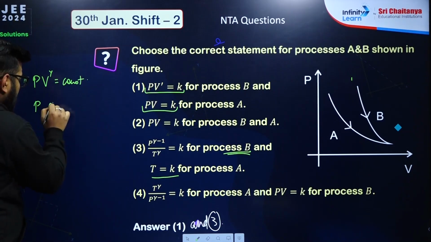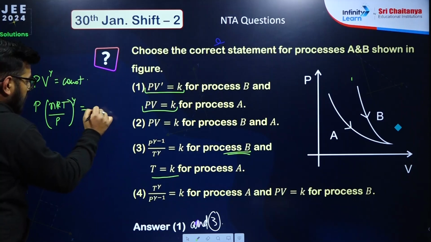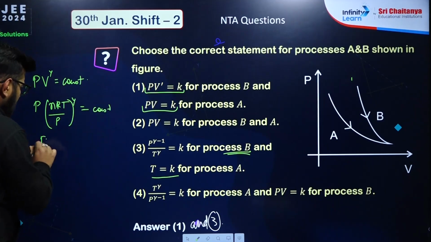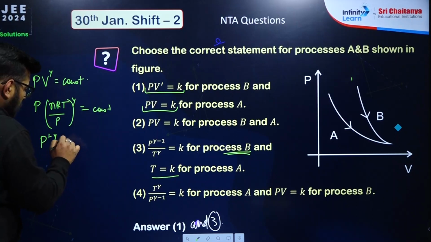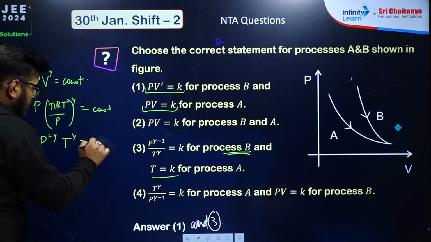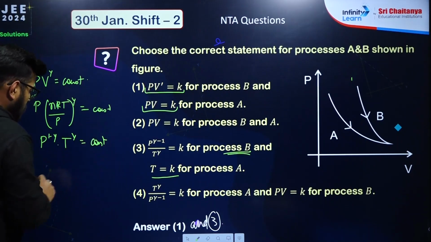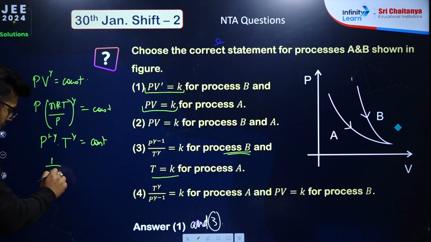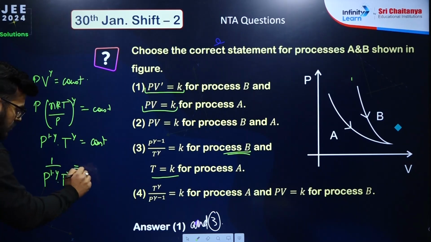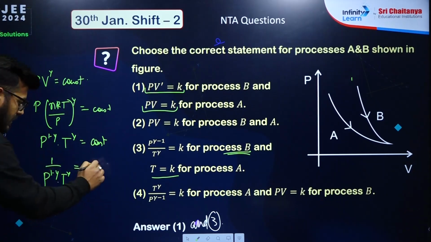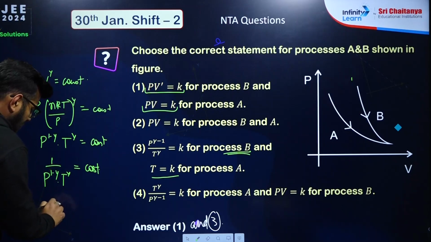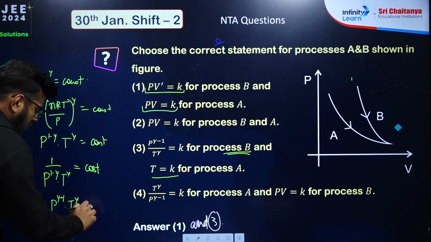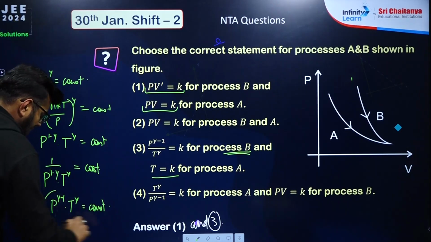Just writing V as nRT upon P, raised to the power gamma is constant. What you can simply write down, P raised to the power 1 minus gamma into T raised to the power gamma is constant, right? Take this over here and take this over here. So 1 upon P raised to the power 1 minus gamma into T raised to the power gamma is also constant only. I hope this is clear. And this will go over there. So P raised to the power gamma minus 1 into T raised to the power gamma. This is also a constant entity. Am I clear or not?